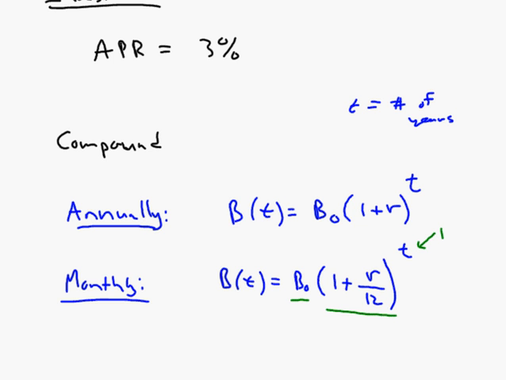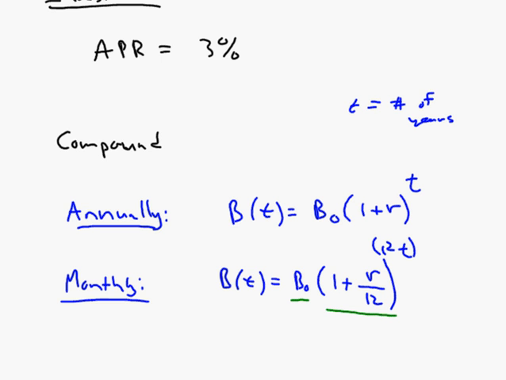So we modify the formula slightly. What we do is the exponent now is going to be 12 times T, 12 times the number of years. Because for every time T goes up by 1, we should expect 12 more compounding periods.